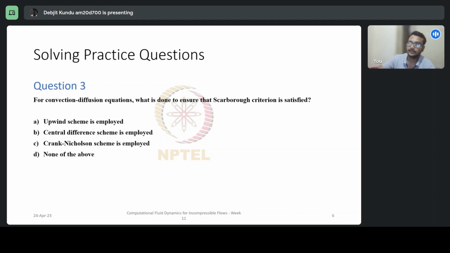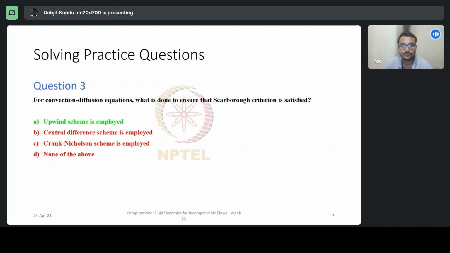Let's have a look at the solution. The solution is option A, upwind scheme is employed. So there are different forms of upwind schemes which we learned through the lecture series on week 11.